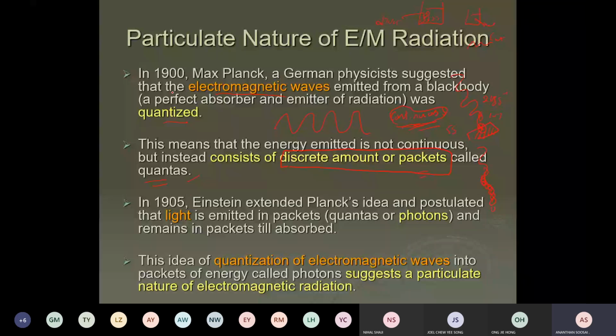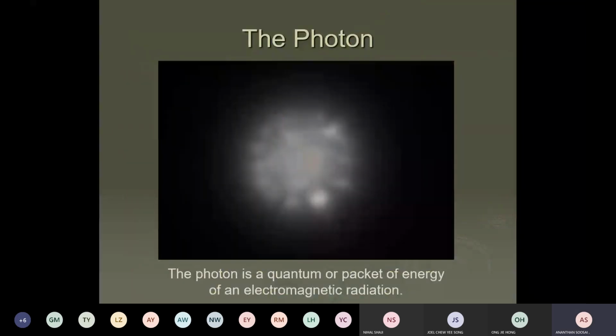After 1905, Einstein explains the idea. So, the quantized packet of energy is called a photon, and it suggests a particle nature of electromagnetic radiation. Now the new idea is that the light which strikes you, you can imagine it's in packets. The photon is a quantum, or packet, of energy for EM radiation.